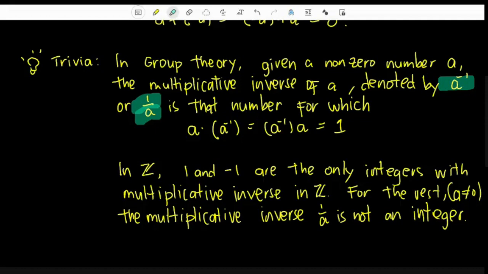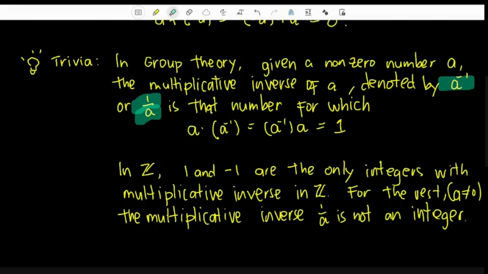Now, for any other integer a, the multiplicative inverse is 1 over a. But 1 over a, unless a is 1, is not an integer. So that means the set of integers doesn't have multiplicative inverses, again, except for 1 and negative 1. For example, 2. 1 over 2 is not an integer. So 2 does not have a multiplicative inverse in the integers.